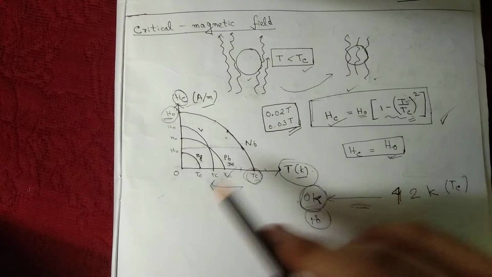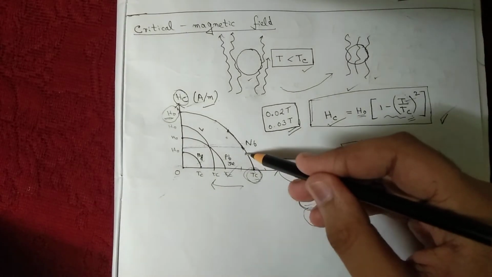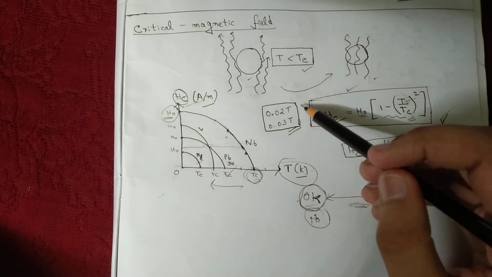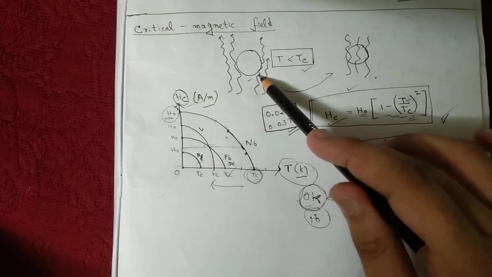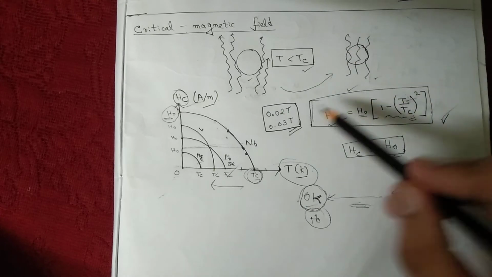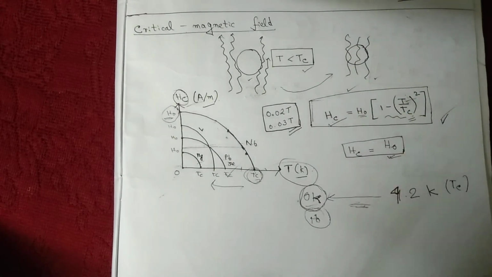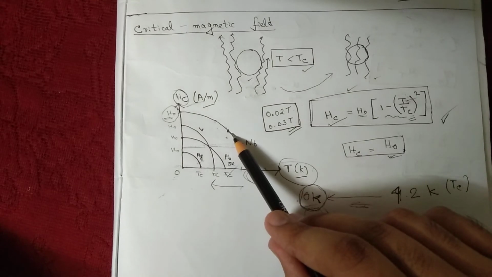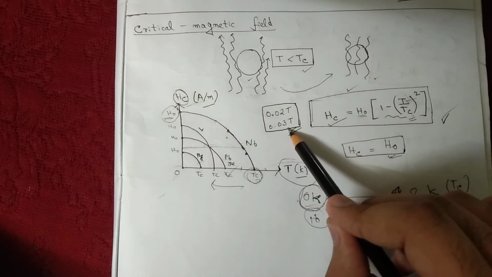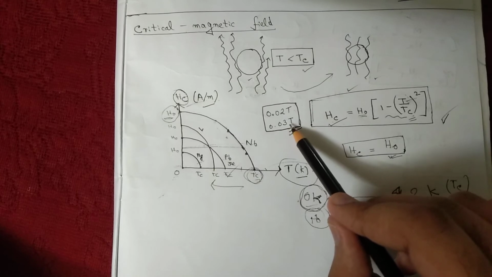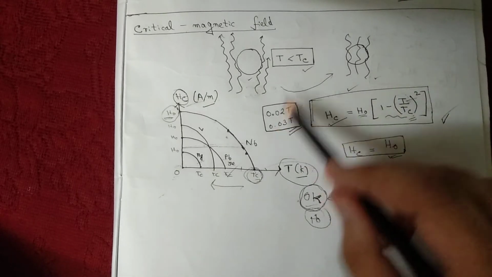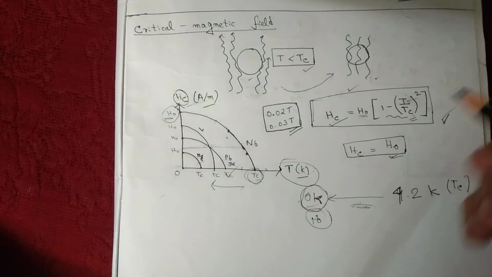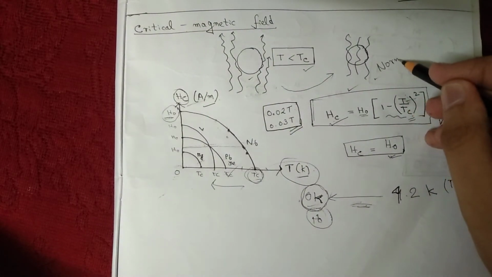Suppose at a particular temperature for Nb, the magnetic field required to destroy the superconducting property is 0.02 Tesla. If you decrease the temperature, you will need more magnetic field to destroy the superconducting properties of this material and to bring it to its normal state.